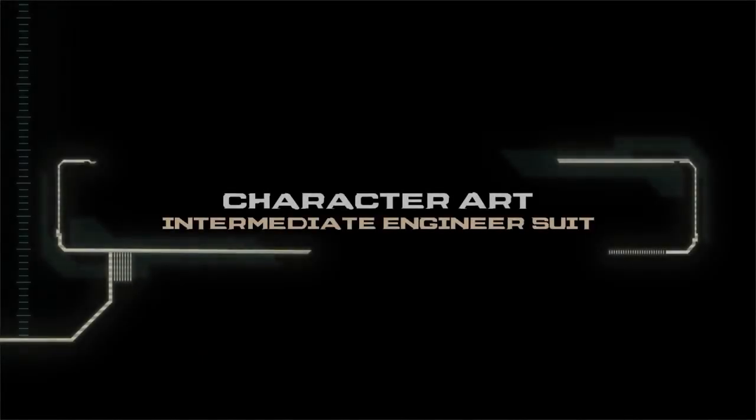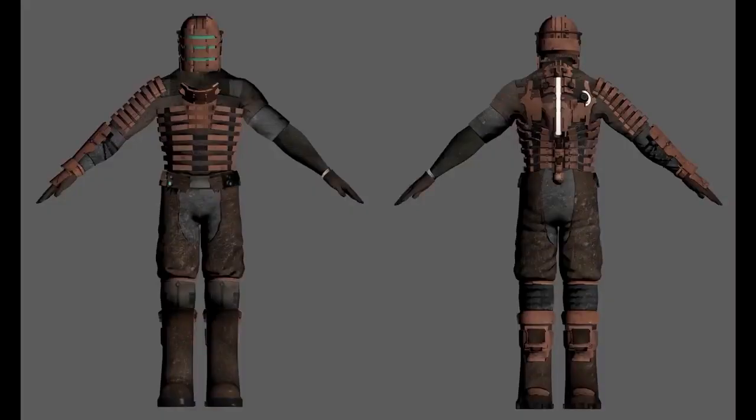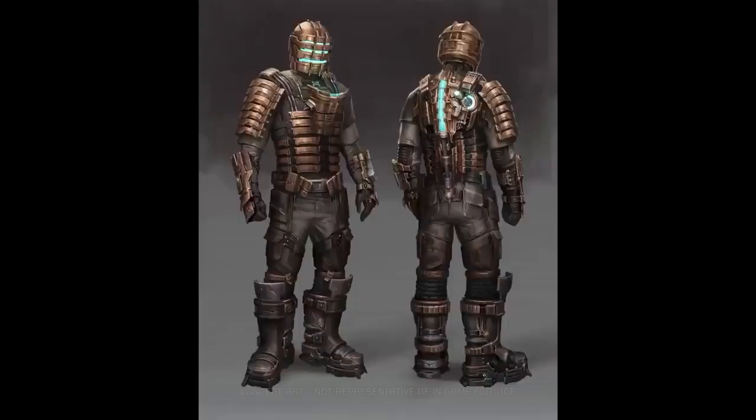Let's start with Isaac Intermediate Engineer suit. During the early phase of our project, we took inspiration from the legacy model and we followed the rules that made Isaac's suit so iconic. Looking at the ribbing that is inspired by Gothic architectures and human anatomy, the three lines on his helmet, and the overall layered look that reminds us this is a worker's outfit and not a military uniform.